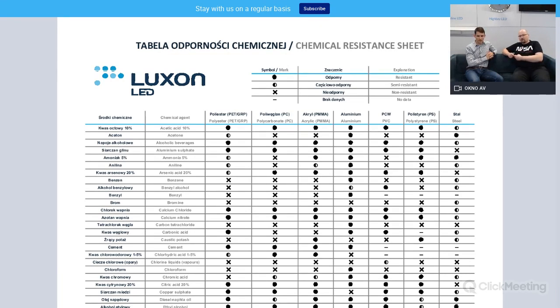And of course glass. Glass is universally resistant to many chemical substances, but it cannot be used in this type of application because of the risk of fragmentation when it is broken, and you are not able to detect the glass in the product. So you would have to discard the whole production batch, which is unacceptable for the customers.